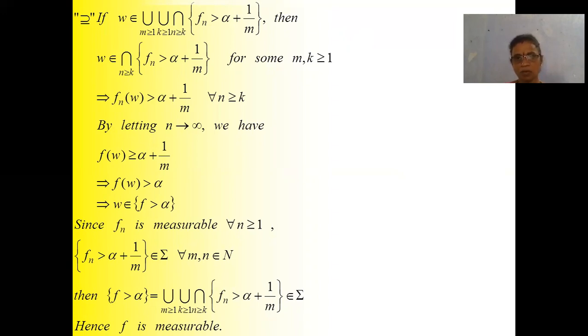Since f_n is measurable for all n greater than or equal to 1, the set of all f_n greater than alpha plus 1 by m belongs to sigma for all m comma n belongs to N. Then the set f greater than alpha equal to union over m greater than or equal to 1, union over k greater than or equal to 1, intersection over n greater than or equal to k of the set f_n greater than alpha plus 1 by m, which belongs to sigma. Hence, f is measurable.